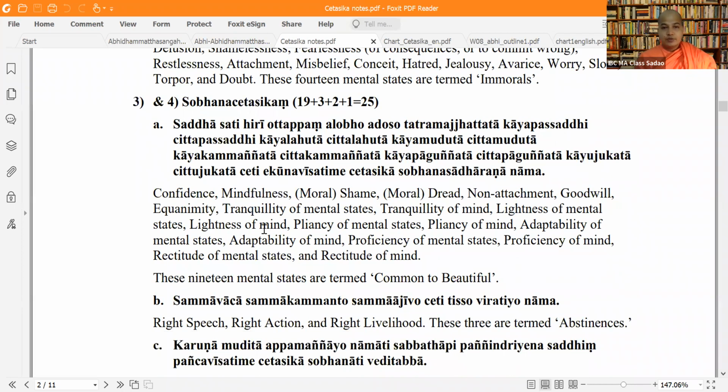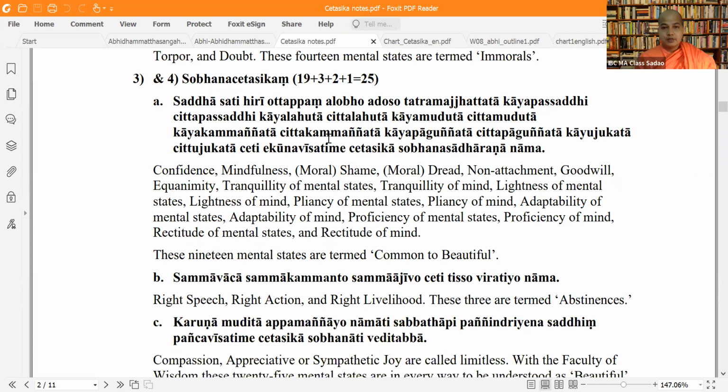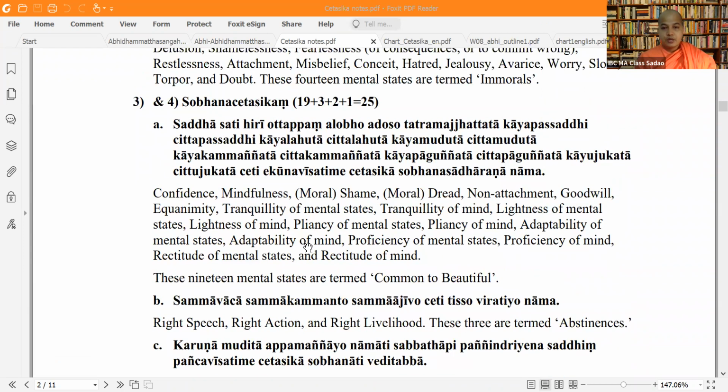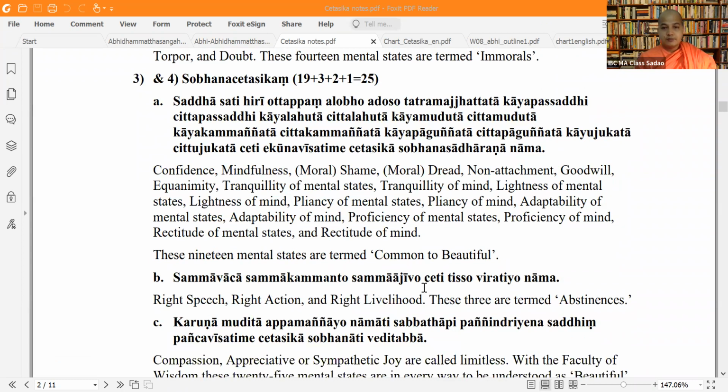So in the second category, we find there are three, they are called virati, abstinences. Samma vacha, samma kammanto, samma aje. These are termed as abstinences. Tisso viratiyo nama. Abstinence normally means you avoid doing something. So what do you avoid when you practice right speech? You avoid wrong speech, right? You avoid telling lies. You avoid other kinds of bad speech.